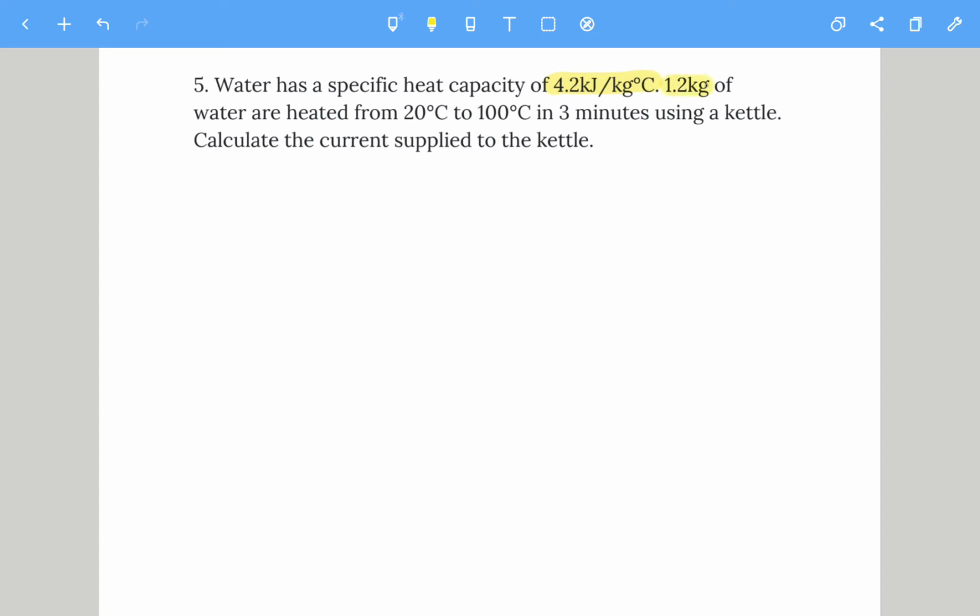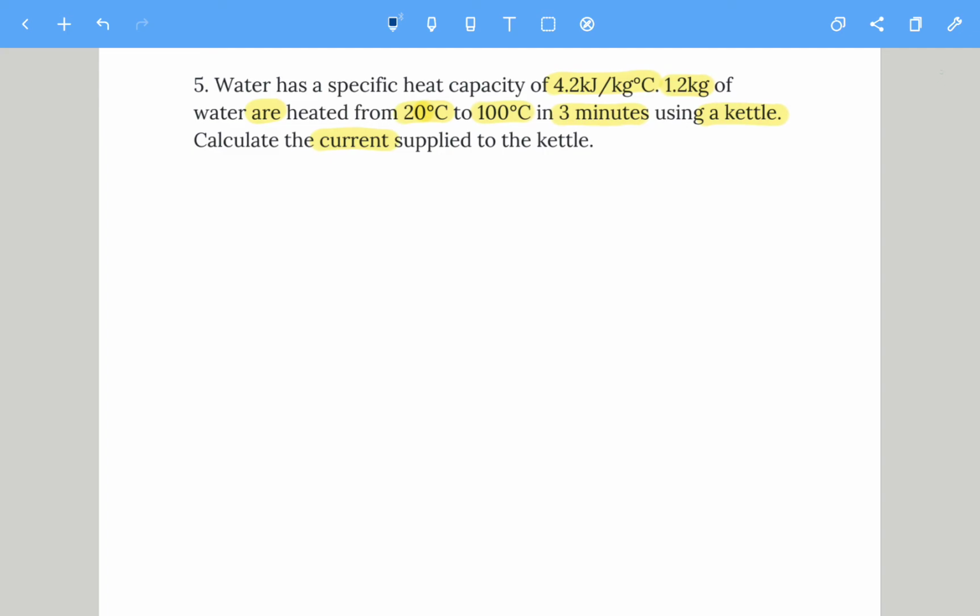1.2 kilograms of water are heated, should be is heated. It's terrible English. Let's highlight that for terrible English. It's heated from 20 degrees to 100 degrees in 3 minutes using a kettle. Calculate the current. So that might seem a little bit tricky.